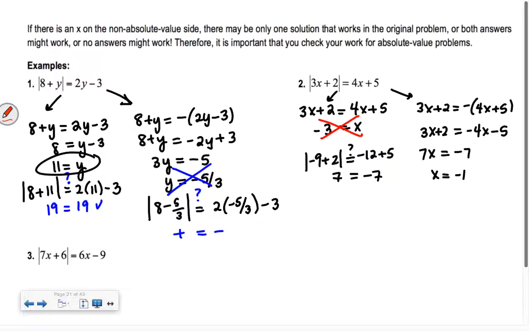All right, but when we try negative 1, let's see if that one works. If I try negative 1, I have negative 3 plus 2 in absolute values. I'm seeing if that's equal to negative 4 plus 5. So I get 1 on the right side. I get negative 1, but it's in absolute values, so I get 1 on the left side. That does work, right? So negative 1 is working.